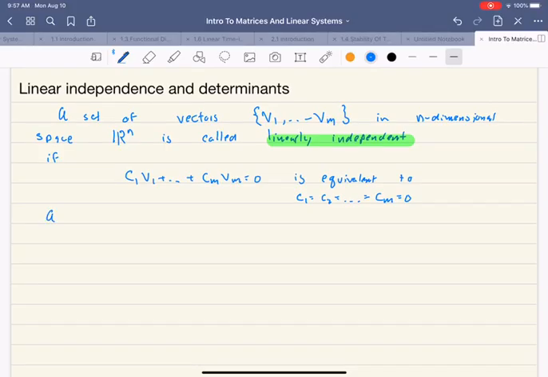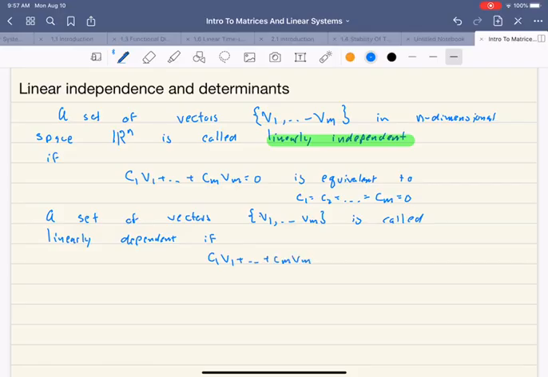Likewise, a set of vectors v1 through vm is called linearly dependent if c1 v1 plus ... plus cm vm equals 0 has a solution, and we call it a non-trivial solution.